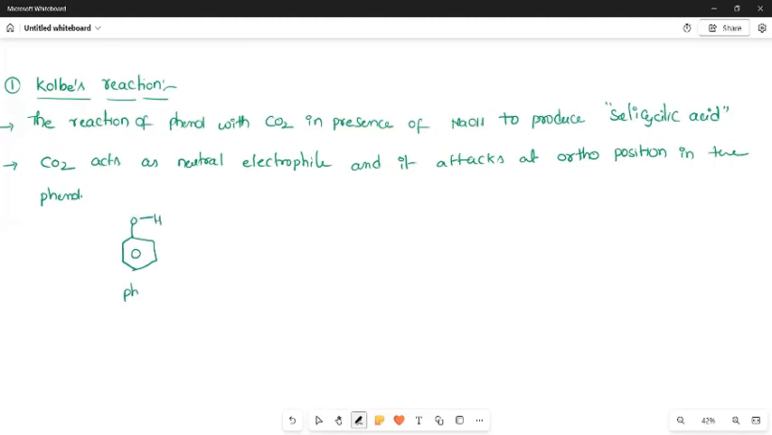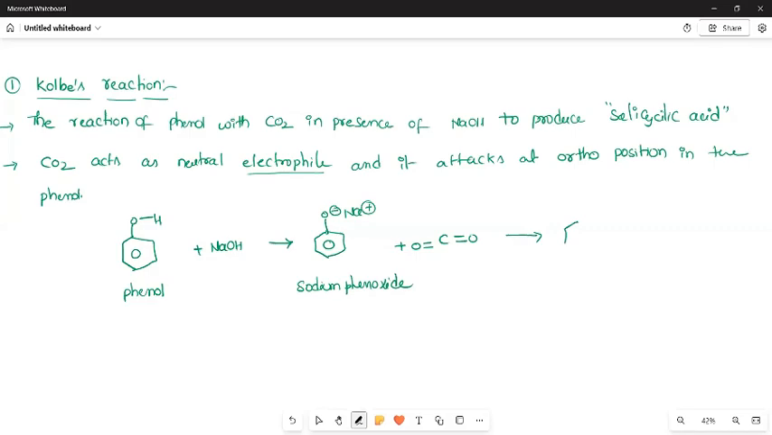Phenol on reaction with NaOH initially gives sodium phenoxide, O minus Na plus. The sodium phenoxide on reaction with carbon dioxide, the neutral electrophile, will produce the intermediate with H and C double bond O minus.